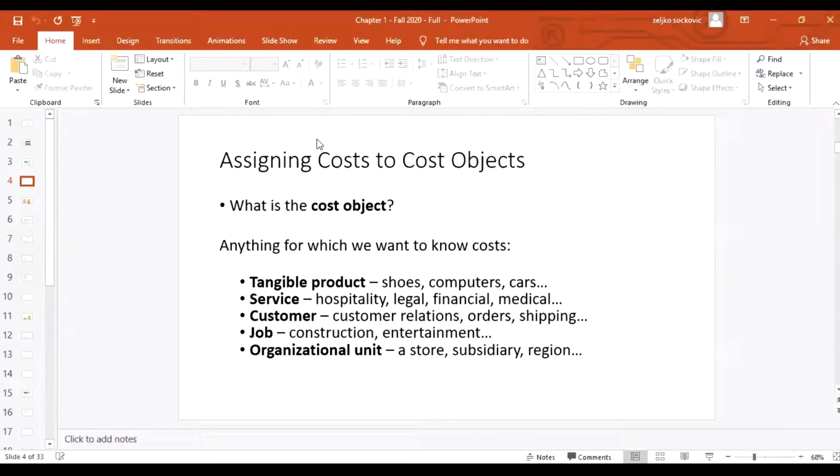Okay, so what is the cost object? The cost object is anything that we want to know the cost for, right? We just said we might want to know the cost of making shoes or computers or cars or whatever. Then we will focus on cost a lot here because you start with those things.